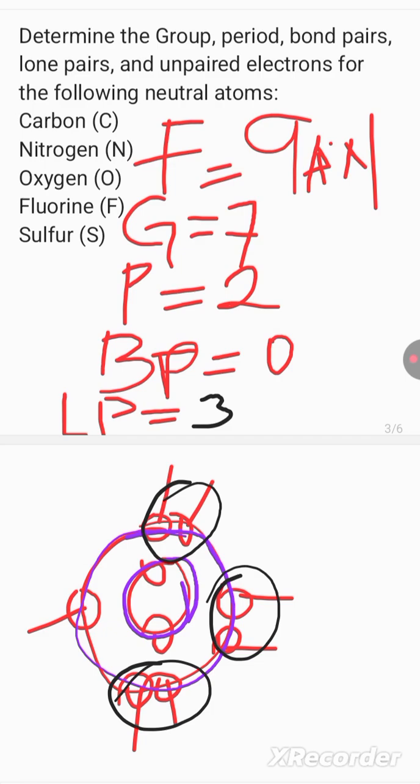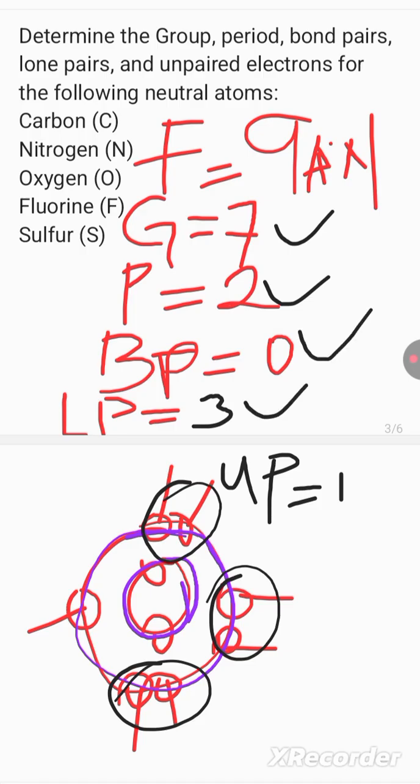So unpair now. For the unpair, we have how many unpair? So we check it. We only have 1 unpair electron. So the next one is sulfur. So we have already determined the group for fluorine now. So fluorine belongs to group 7, period 2, bond pair is 0, lone pair is 3, and then unpair is 1.